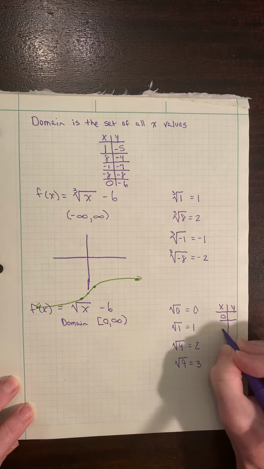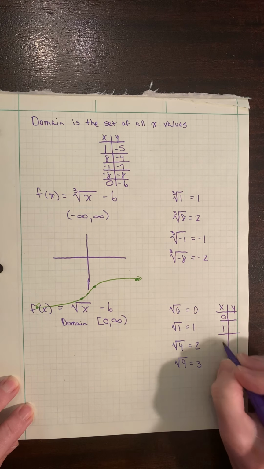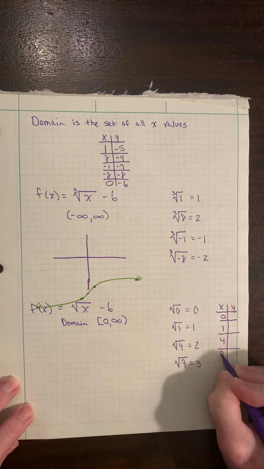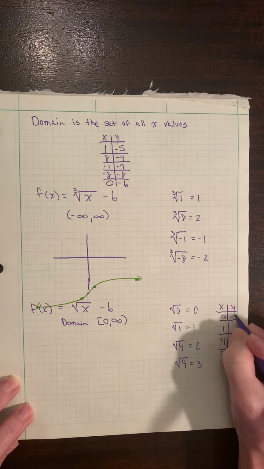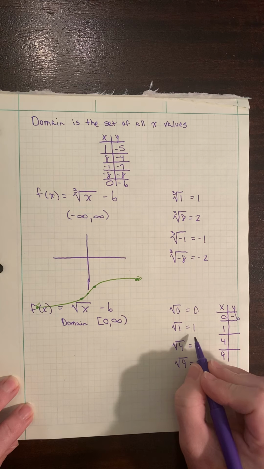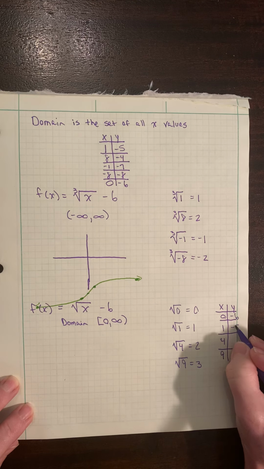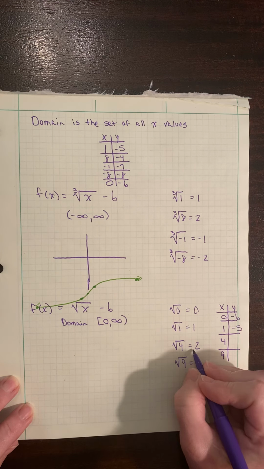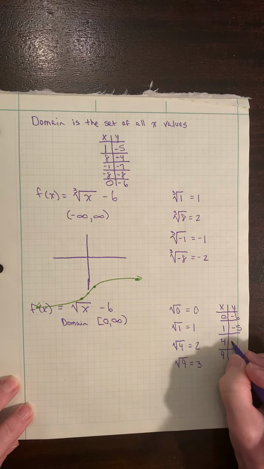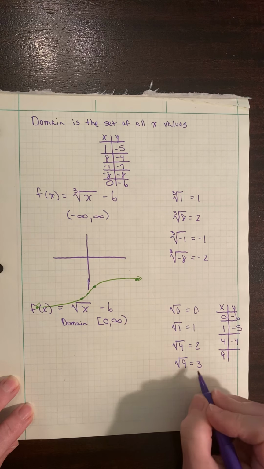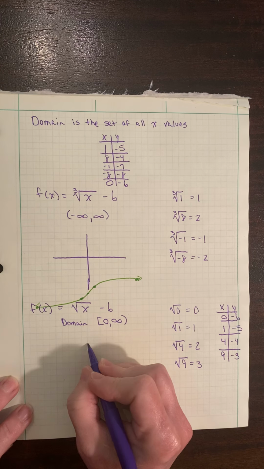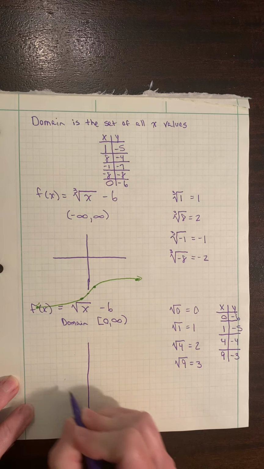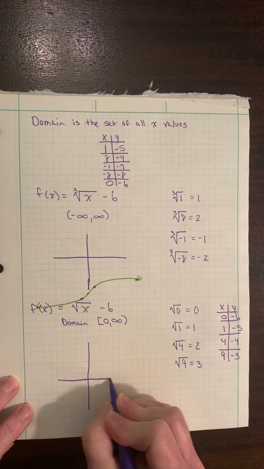So we got 0, 1, 4, 9. Square root of 0 is 0. 0 minus 6 is negative 6. Square root of 1 is 1. 1 minus 6 is negative 5. Square root of 4 is 2. 2 minus 6 is negative 4. Square root of 9 is 3. 3 minus 6 is negative 3. And we'll see what this looks like.